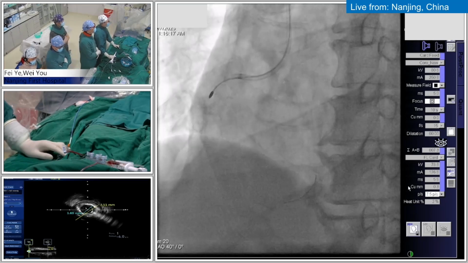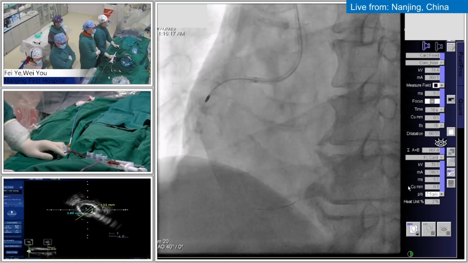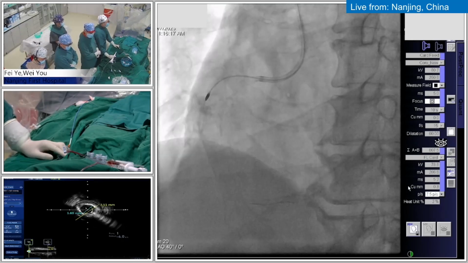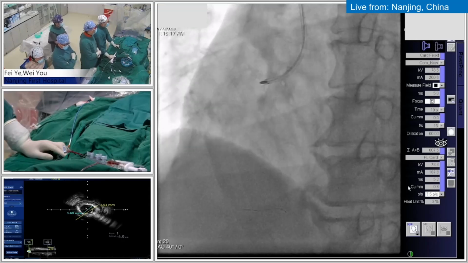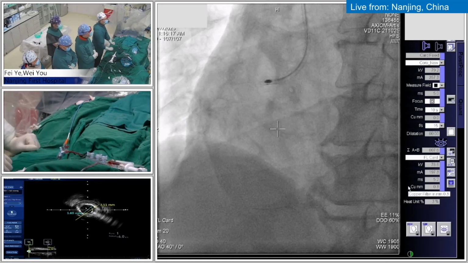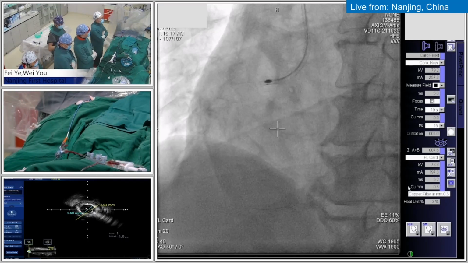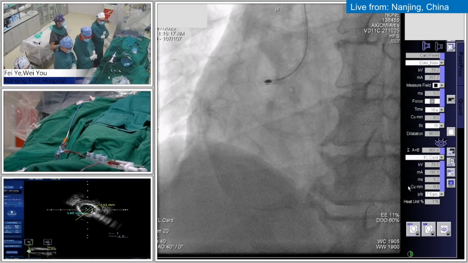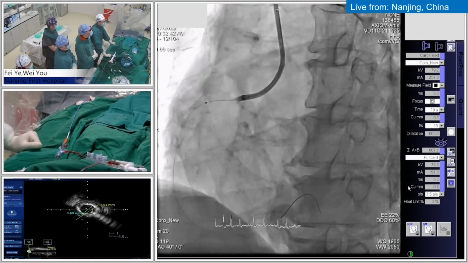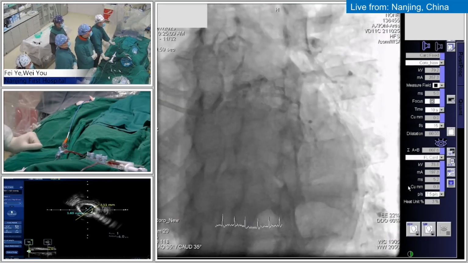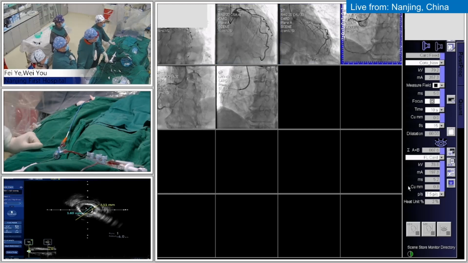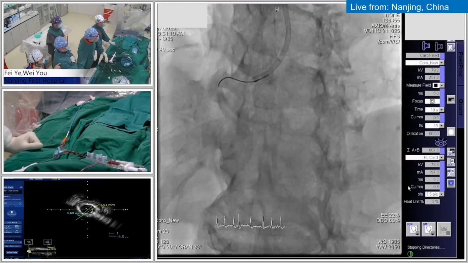170,000. 5 seconds. 10 seconds. 14 seconds. Move the rota burr. Move it. Record. Move the rota burr. Stop here. That's enough.